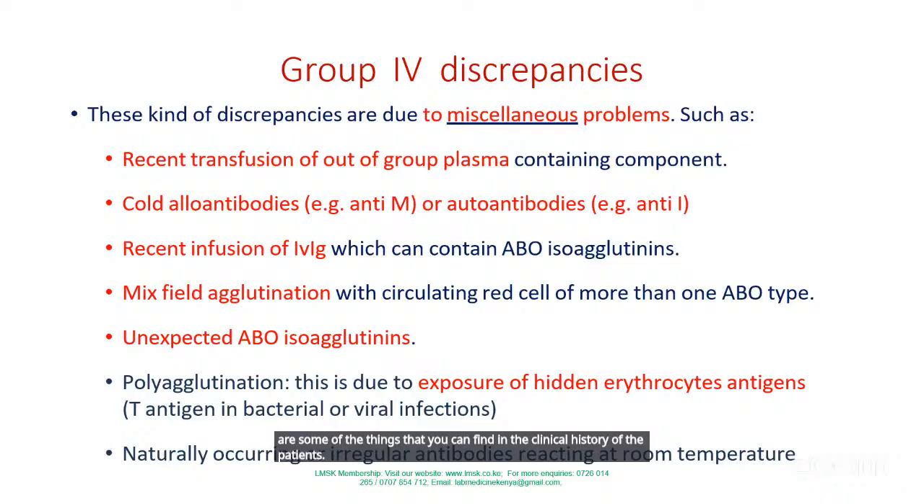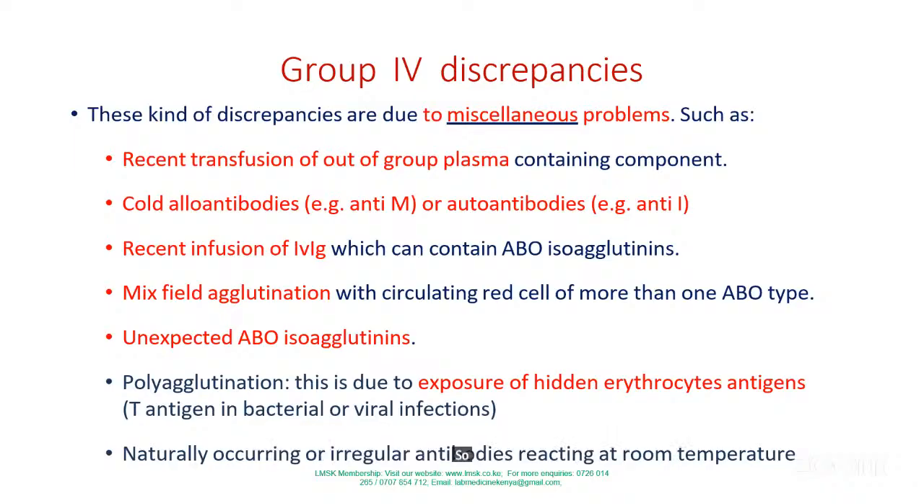You could be seeing mixed field agglutination with circulating red cells of more than one ABO type, as we have explained. It could be unexpected ABO isoagglutinins. It could be polyagglutination, which is due to exposure of hidden erythrocyte antigens. So some viruses or bacteria would tend to give that. Then naturally occurring or irregular antibodies reacting at room temperature.